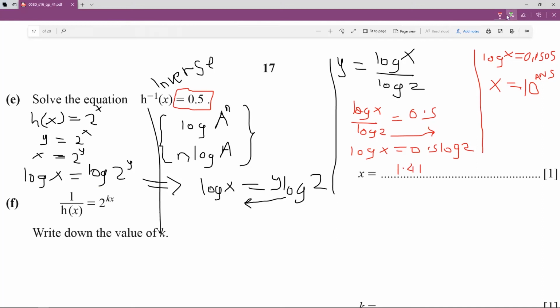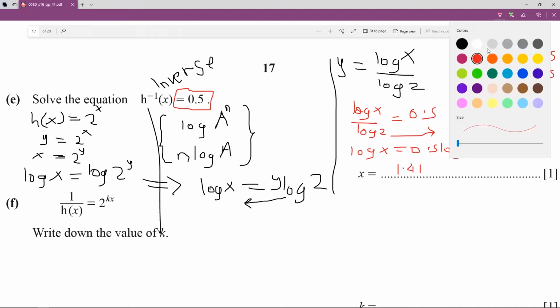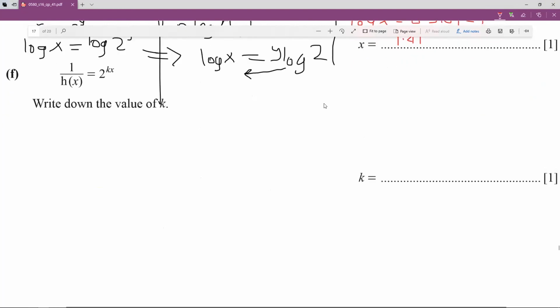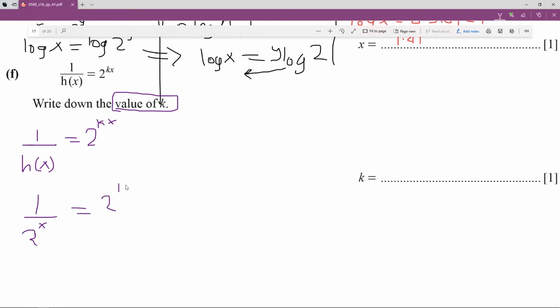Good. Now, let's solve the final part of these questions, part F. Let me just ensure it's the final part. Yeah, that's the last part of the questions. So part F is saying, let me just get a different color of pen. This is what part F is saying: 1 over h of x equals to 2 power kx. Okay, and they're saying you write down the value of k. So this is our problem right now. We need the value of k. Now, if I'm not wrong, h of x was 2 power x. Okay, so I'll just write my h of x down there, and then equals to 2 power kx according to the question.